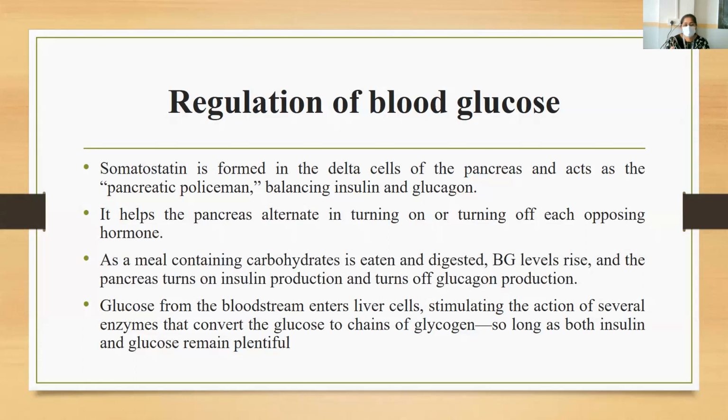So what happens immediately after your lunch? This carbohydrate breaks down into glucose and your blood glucose level rises. And the pancreas then immediately turns on the insulin production. So the blood inside your pancreas senses, okay, this fellow has eaten food, and there is a lot of carbohydrate breaking down to glucose and coming into my body. So some action has to be taken. So what happens? The pancreas turns on the insulin production and turns off glucagon production.